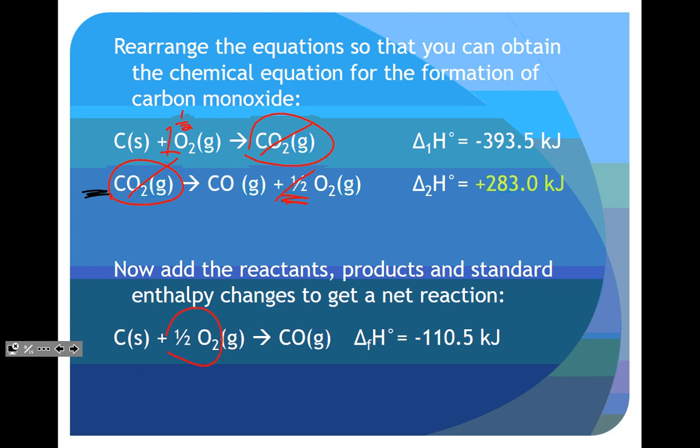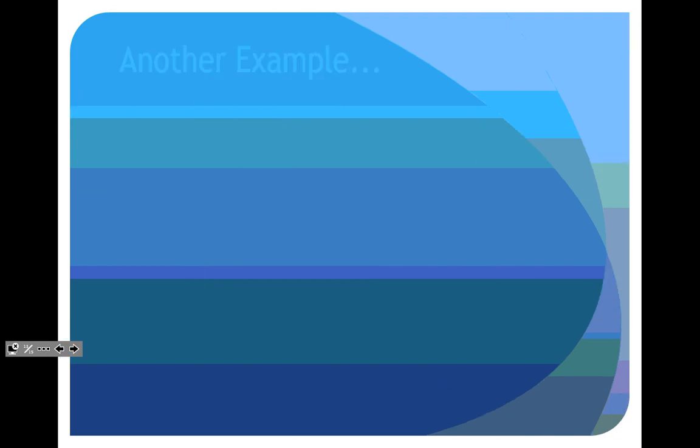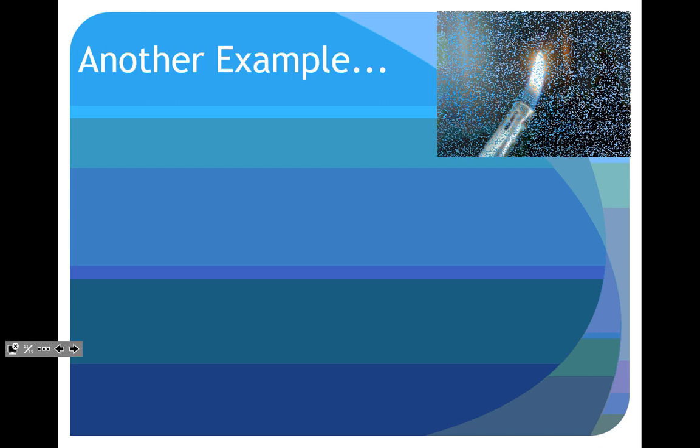All right, so here's another example. Oh, actually, this is the answer. This is just your formation of carbon monoxide, the reaction. This is the potential energy diagram. All right, so that's just a little something from the previous unit. Here's another example.